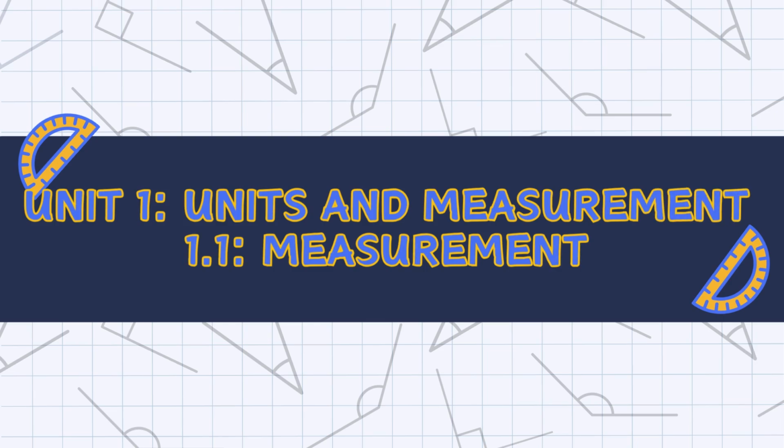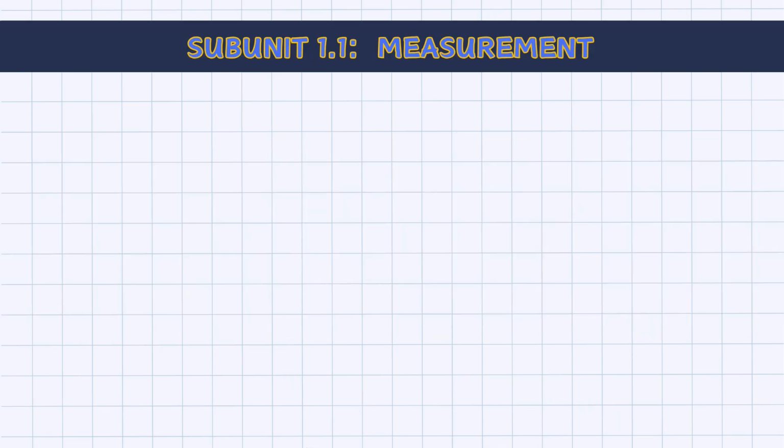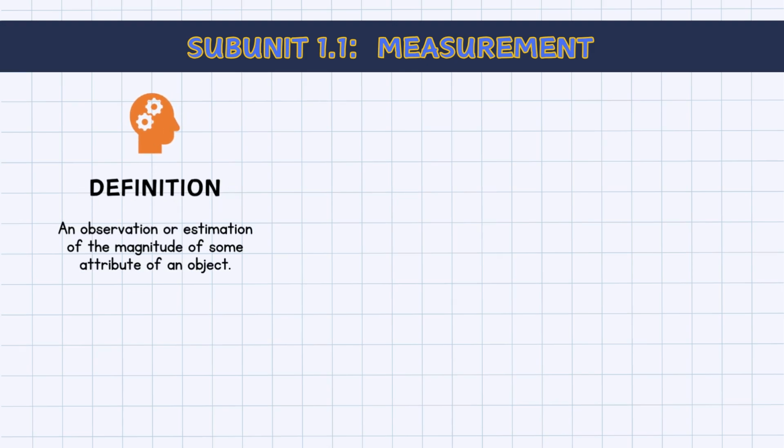Welcome everyone. In this lesson, we will explore the first subunit under units and measurement, and that is measurement. Let's dive into how we measure things accurately in engineering and construction work. So, what exactly is measurement? It's simply an observation or estimation of the size or quantity of something, like the length of a table or the weight of a brick.